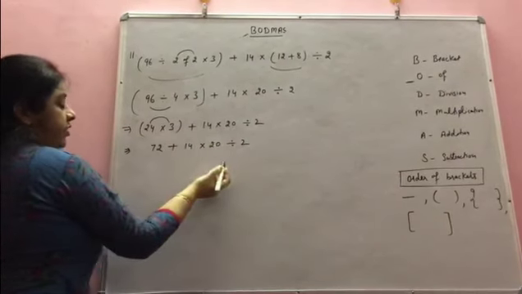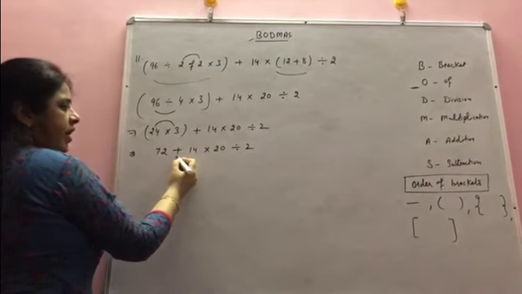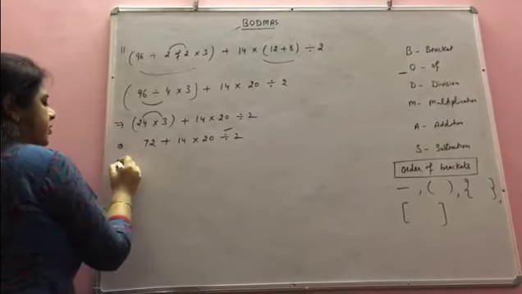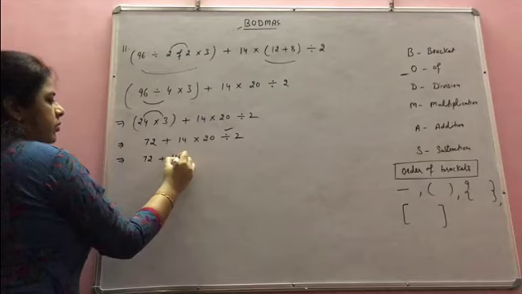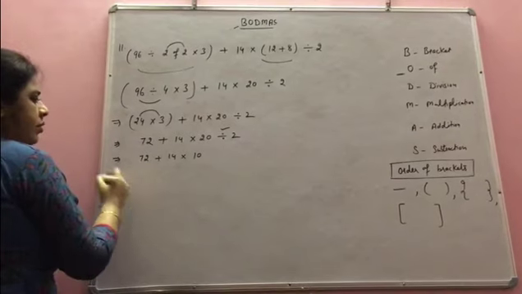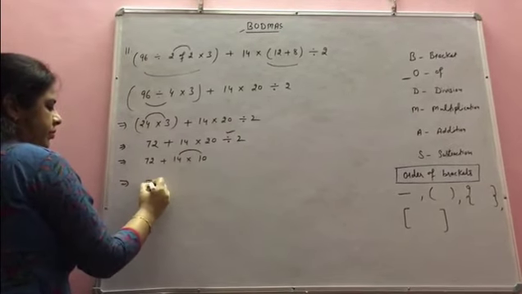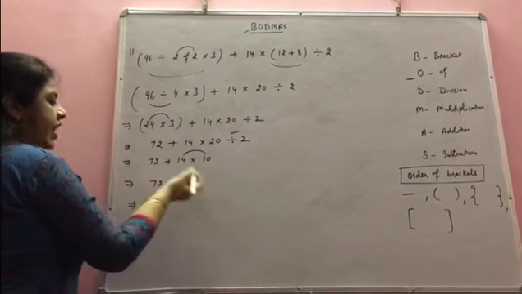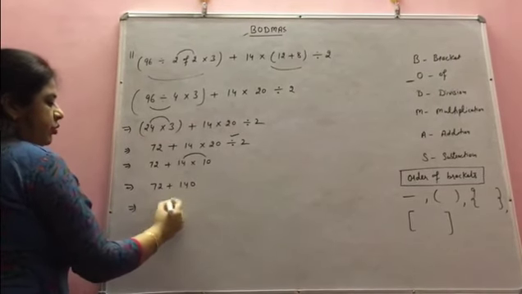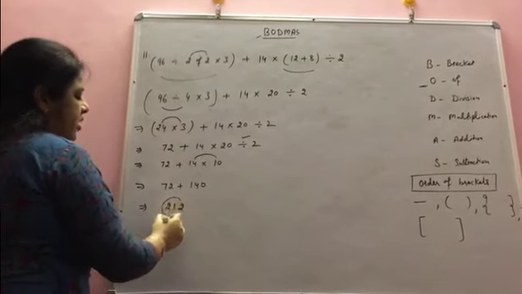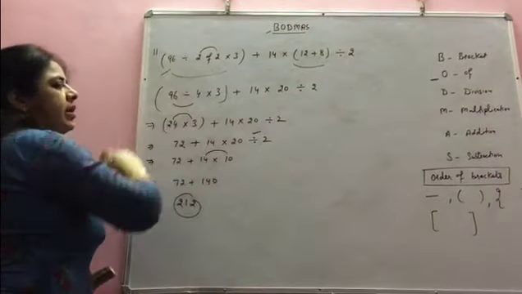Now we are left with three operations. No bracket is there. Plus, multiply, divide. Divide will be solved first. 20 divided by 2 is 10. Now multiply it. It would be 140. Now we have to add it. 72 plus this will be 212. So this is the answer for this numerical expression.